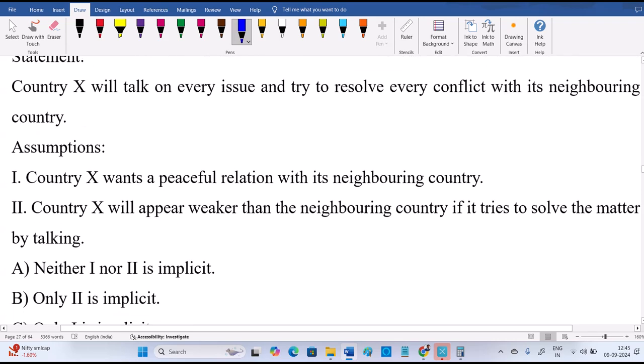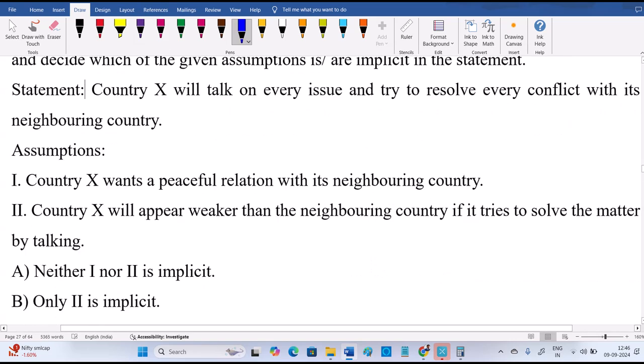Statements and assumptions. Assumption is a positive way of handling the situation. While giving that statement, what that person is assuming: country X will talk on every issue and try to resolve every conflict with its neighboring country. Any issue they want, any conflicts they want to resolve, so they want peaceful relationship. Country X will appear weaker than the neighboring country if it tries to solve them. This is not that thing. If you're trying to talk and resolve, it's not weaker. Some people will use that, but this is the wrong way of assumption.